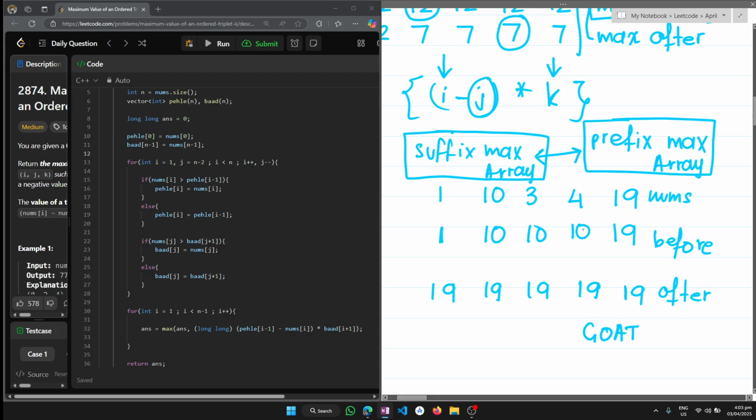And overall, when do I get the best answer? I get the best answer when I fix my j at 3. So I'll continue iterating over j. I'll see if 1 gives me the best answer. No, it doesn't. If I fix j at 10, does that give me the best answer? It doesn't. But then when I fix j at 3, it gives me the best answer.